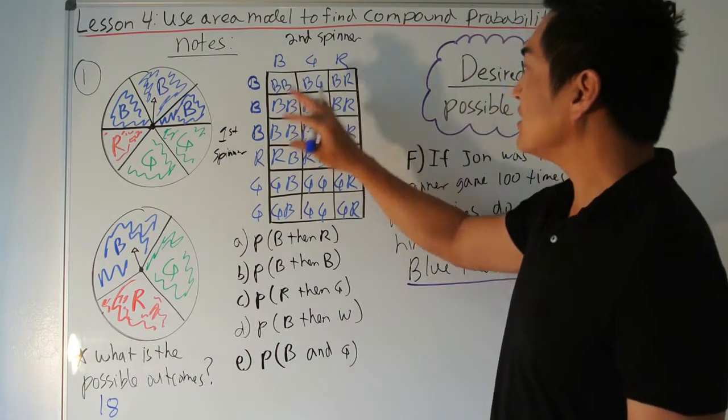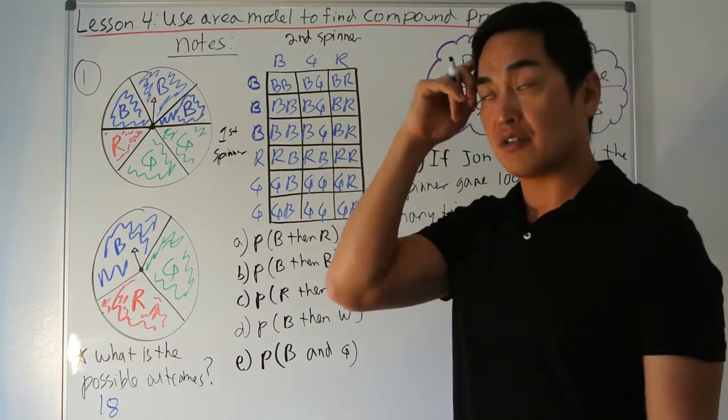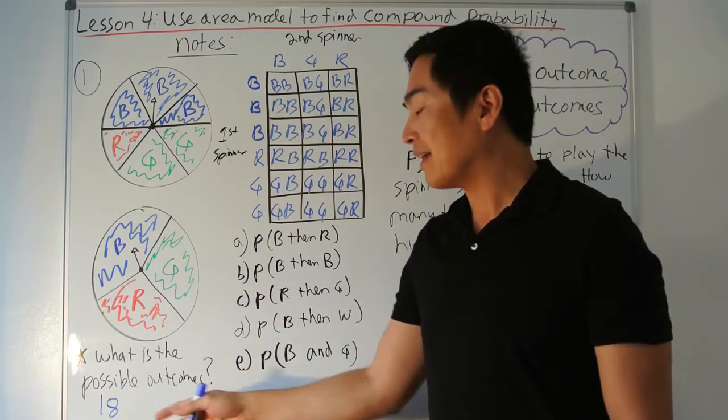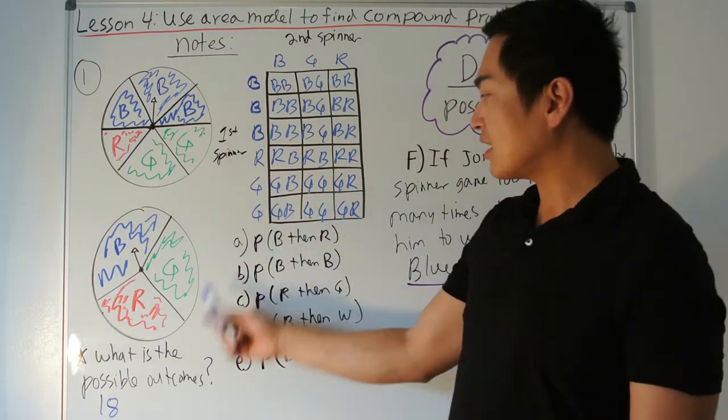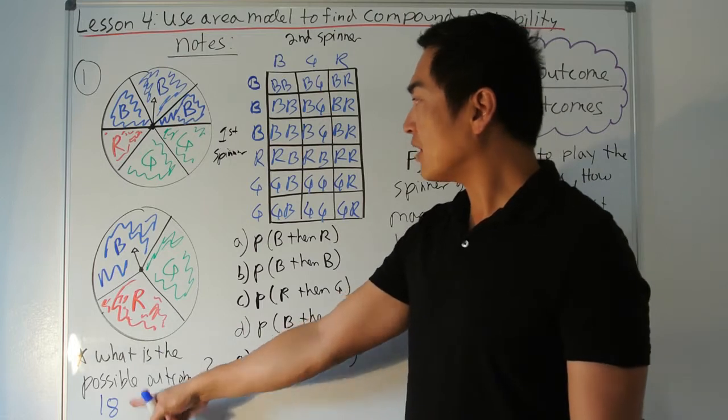Alright, so there are 18 different ways to get the spinner when you spin them, the first one and the second one. Okay, now there's another way of getting 18, a faster way, and this way here will make things easier for you in the future. So how do you get 18 without doing the area model?